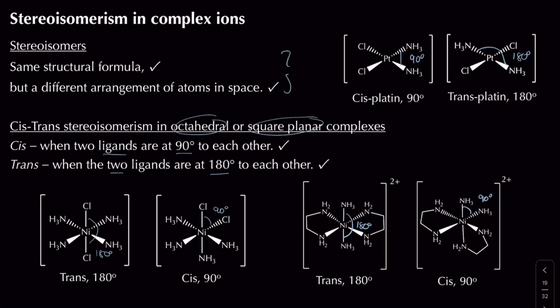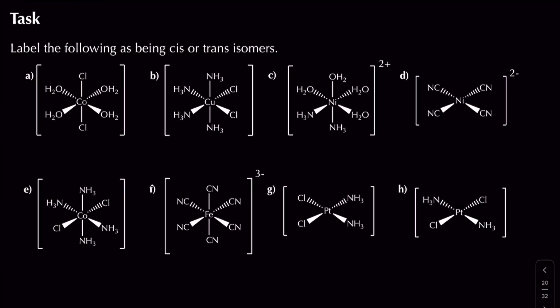Just be aware that you can end up with cis isomerism as long as they're next to each other. It could be over here and here, over there and there, or even here and here as well. Could be anywhere really. They just have to be 90 degrees from each other. So if we move on, I've got tasks for you to do. Feel free to pause the video, have a go at the following, and resume once you're ready to move on.